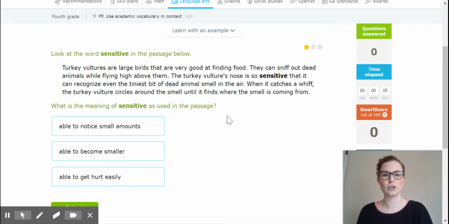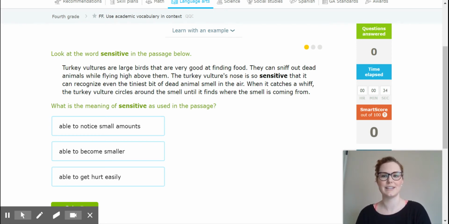Turkey vultures are large birds that are very good at finding food. They can sniff out dead animals while flying high above them. The turkey vulture's nose is so sensitive that it can recognize even the tiniest bit of dead animal smell in the air. When it catches a whiff, the turkey vulture circles around the smell until it finds where the smell is coming from. Okay, so this one doesn't define it. It doesn't give me any synonyms or antonyms really, but it does give me a really good example, which I can use to make some inferences.